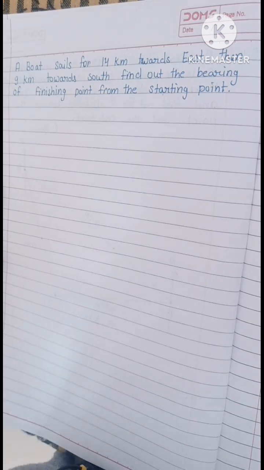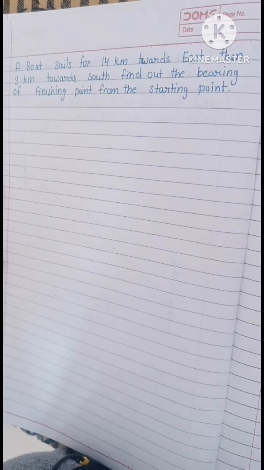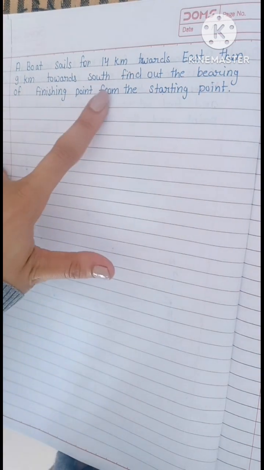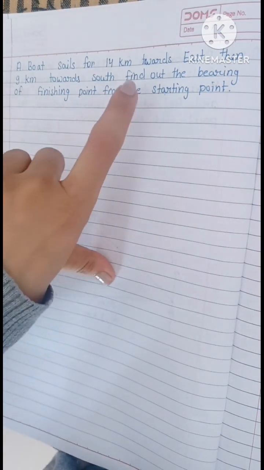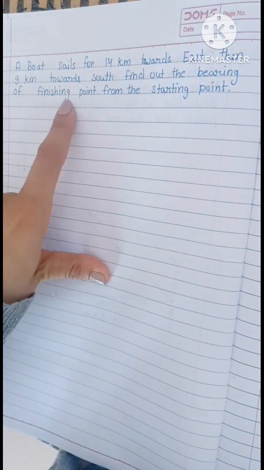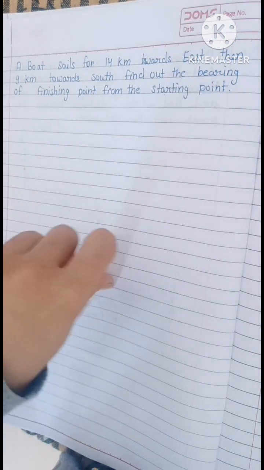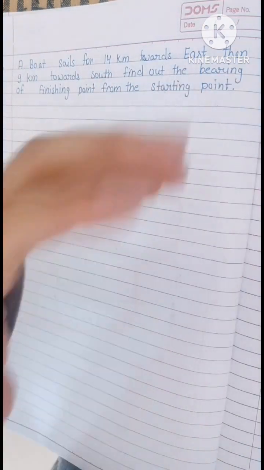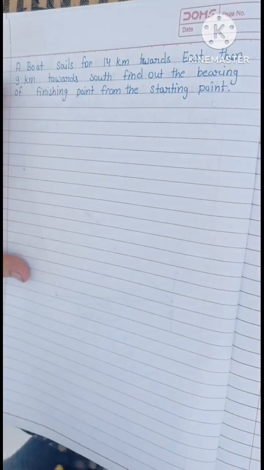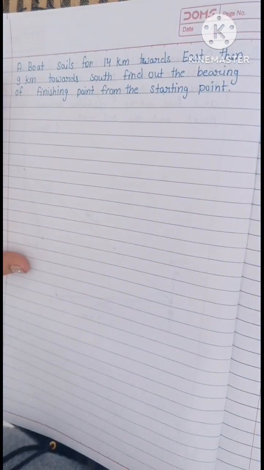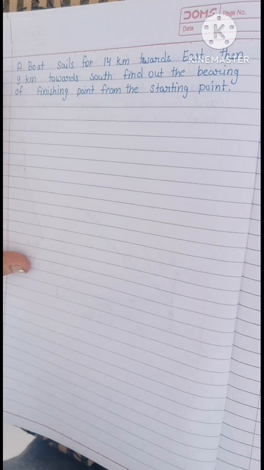Next question. A boat sails for 14 kilometers towards east and then 9 kilometers towards south. Find out the bearing of finishing point from the starting point. Now this question belongs to extended, and you would need to use trigonometry to solve it.